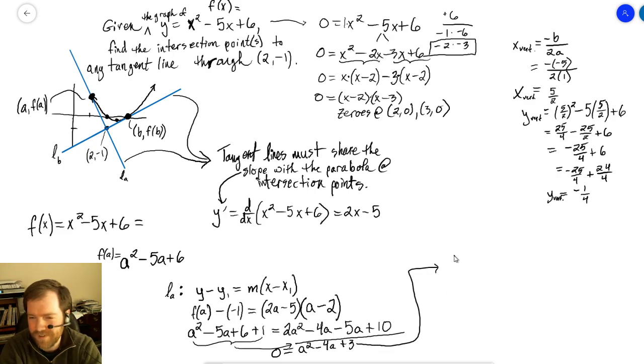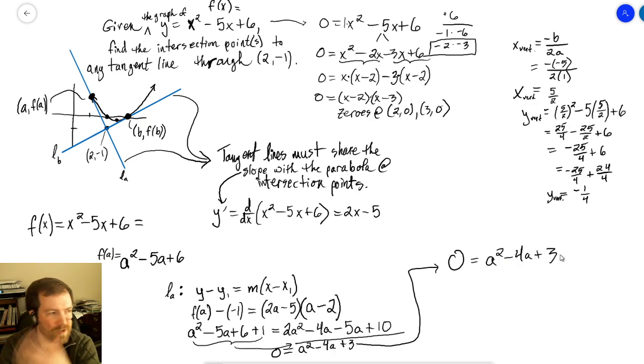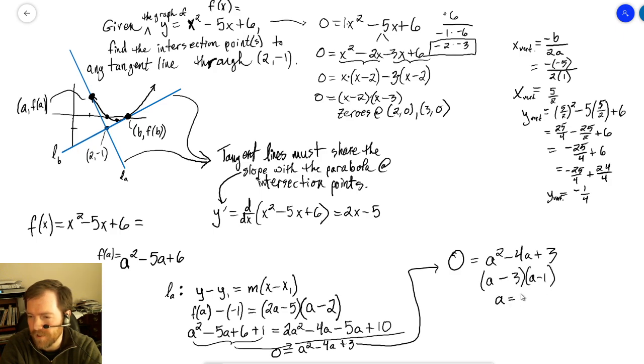So we take this. 0 is equal to a squared minus 4a plus 3. And again, do the same thing with the factoring. This ends up being a minus 3, a minus 1. And so a equals either 1 or 3. And then f at a is going to be whatever those values end up being.